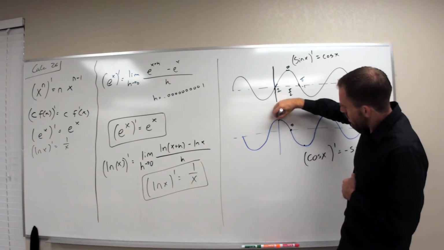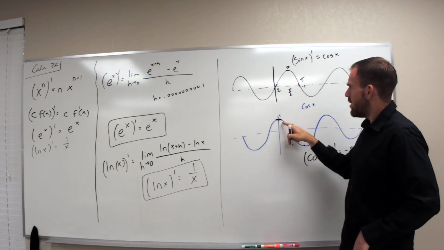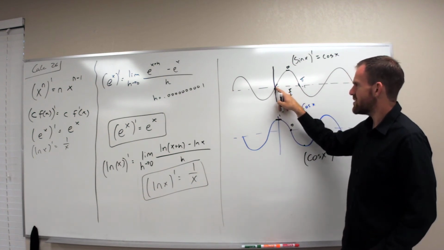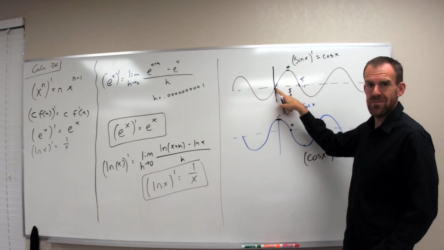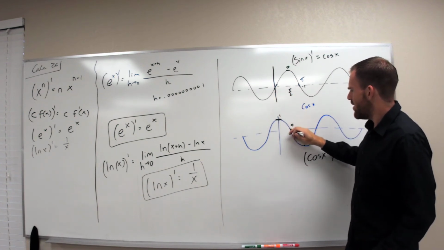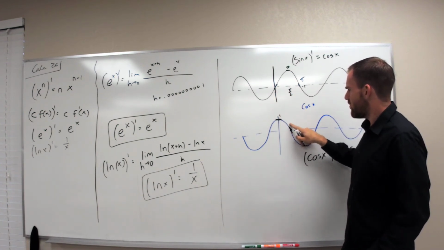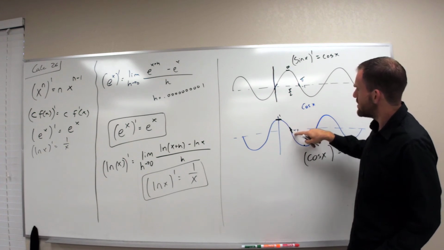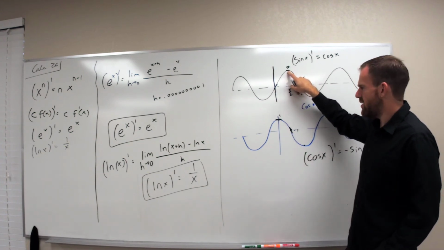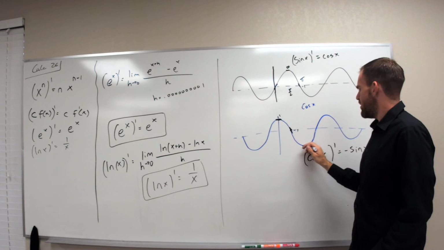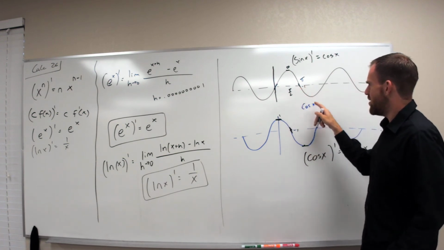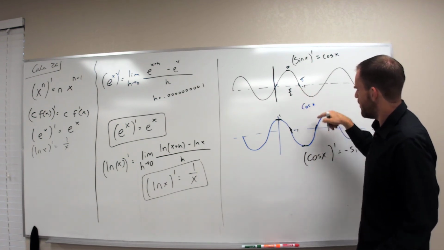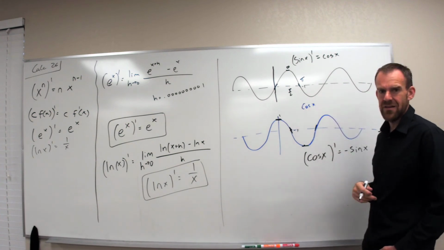Well, if the slope is 0 here, then the value of sine of x is 0, so we're good. If I go here, the slope is -1, and the value of sine is 1 at that point, so we make it negative. The slope is 0 here, sine is 0. The slope is positive 1 here, so we make it negative.